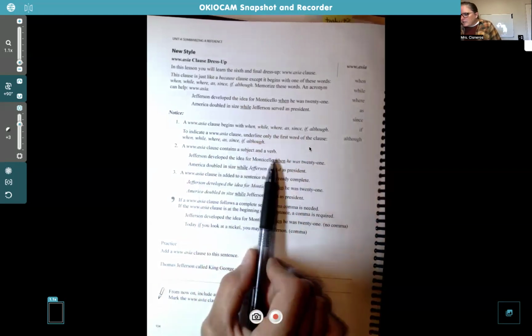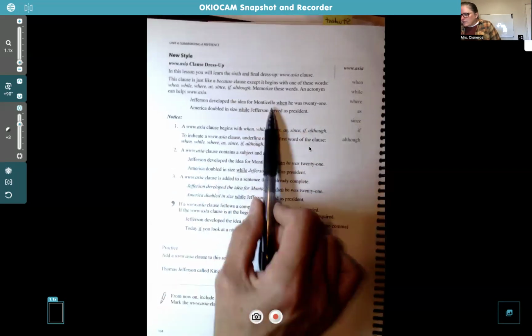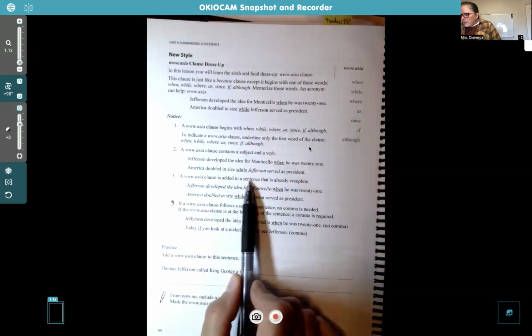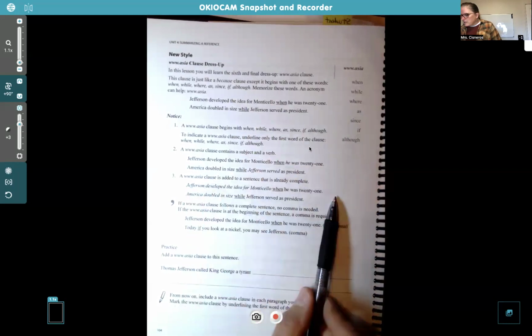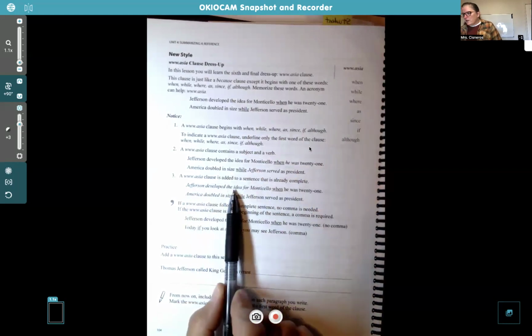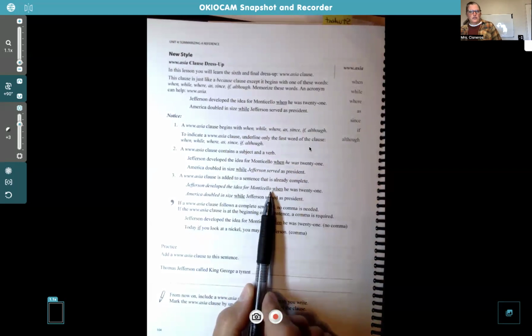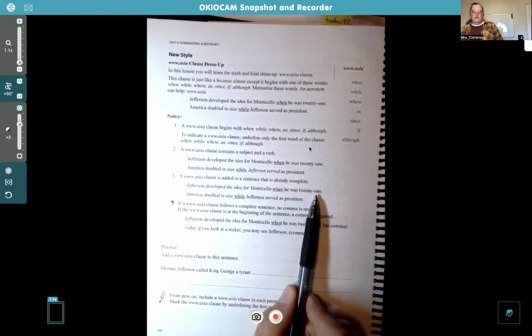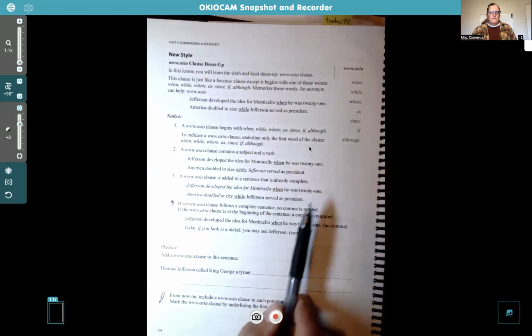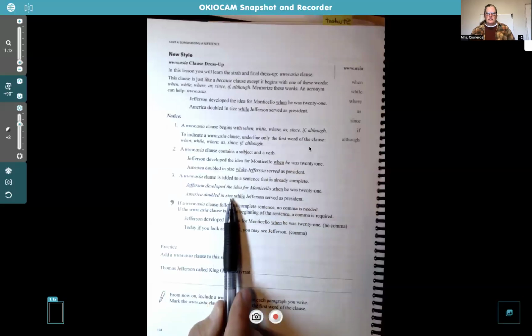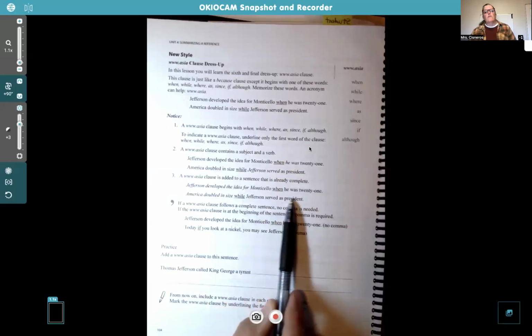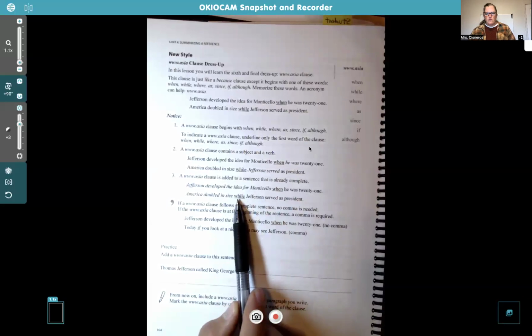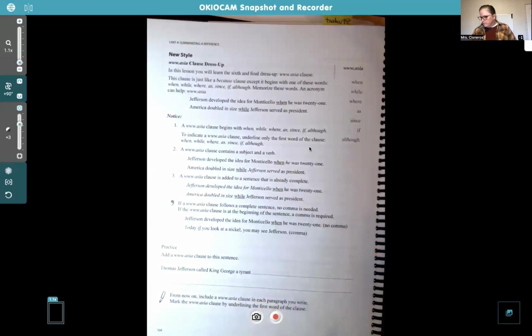It contains a subject and a verb, and we already looked at those two sentences right there. It's added to a sentence that's already complete. So like here, Jefferson developed the idea for Monticello. That's a complete thought. That's a main clause. And then we're adding it to when he was 21. That's the Asia clause right there. America doubled in size. That's a complete thought. And so we're adding more information using one of the Asia words here, while Jefferson served as president.